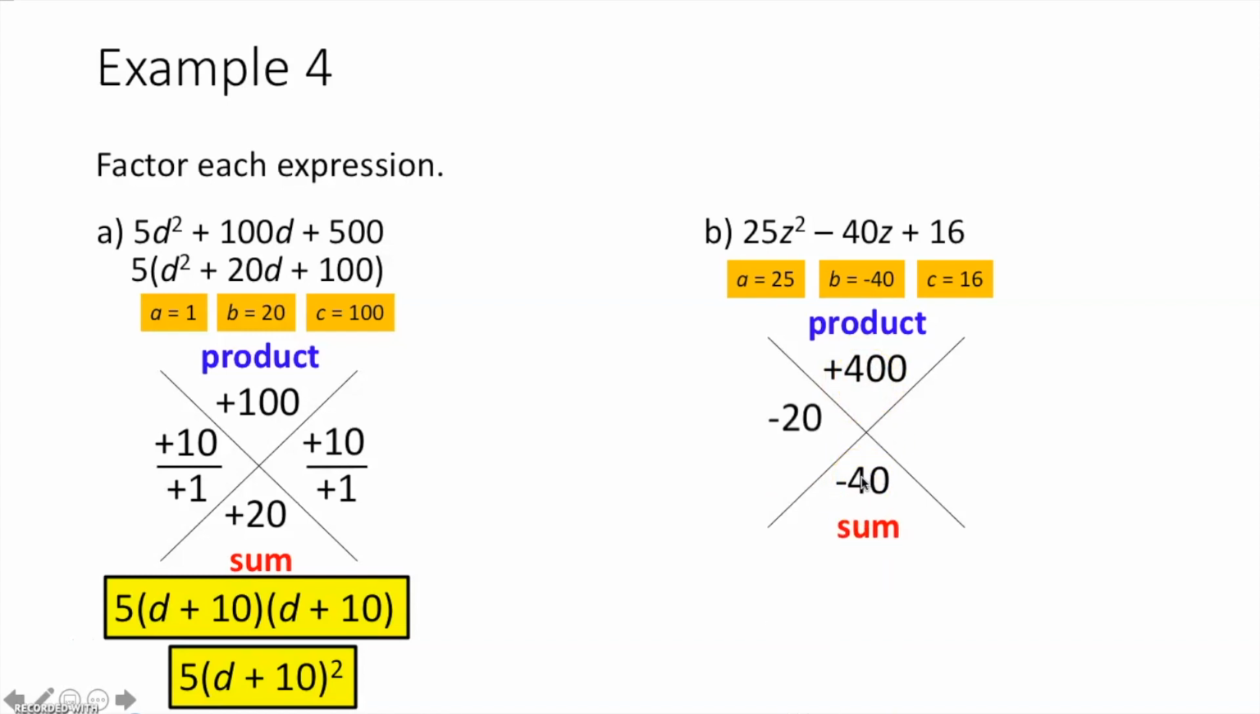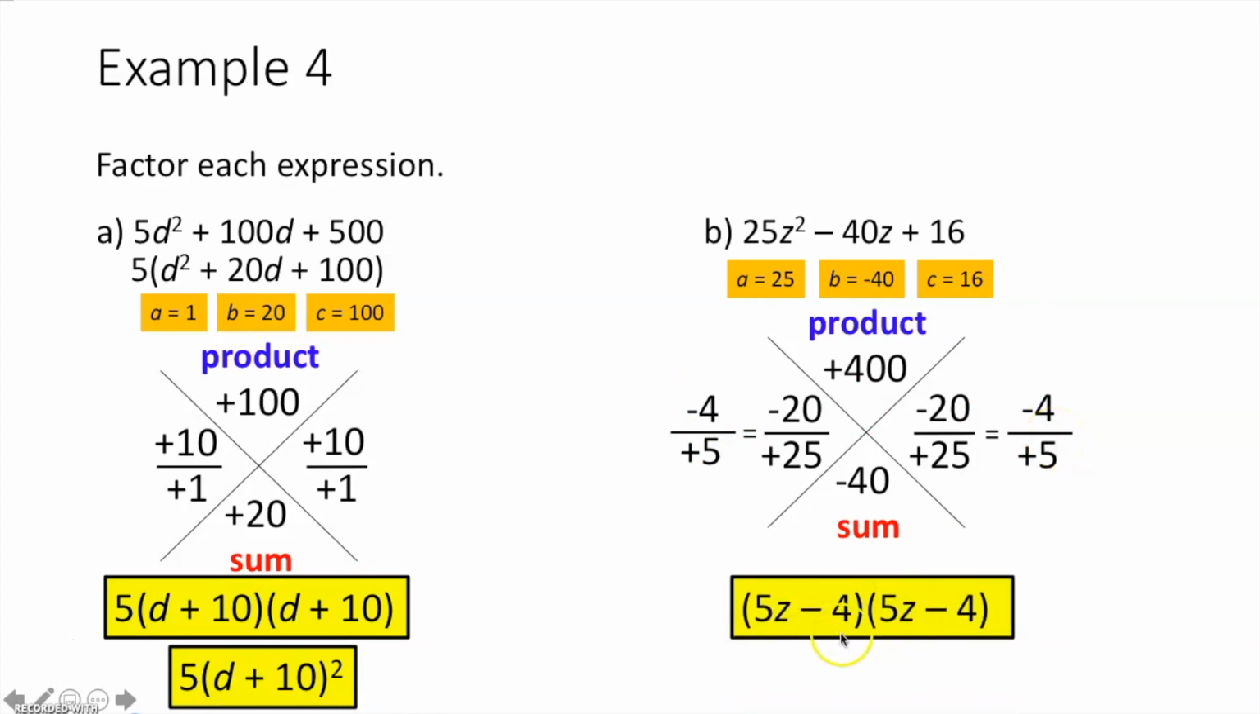So that's going to be negative 20 and negative 20. We then divide both of those by our A value, simplify, because we need to in this case. We divide each of these by 5, and we end up getting negative 4 over 5 and negative 4 over 5. We create two sets of parentheses, write our answer going bottoms up, 5z minus 4, 5z minus 4. Or in this case, since they're the same thing, 5z minus 4, the quantity squared.